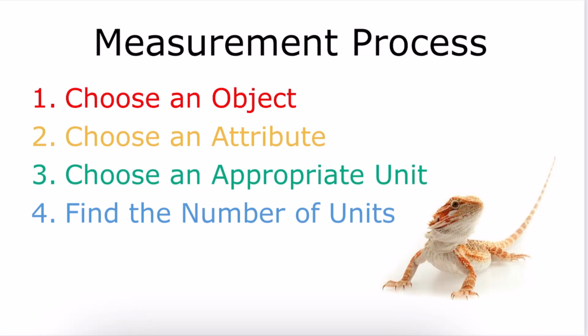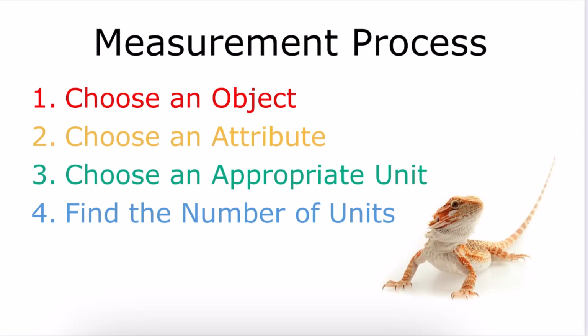After you've chosen the object you want to measure, you need to choose an attribute of that object. With the lizard, you could say, do we want to measure how heavy the lizard is? Do we want to measure how long the lizard is? Do we want to measure how hot or cold the lizard is? What is the attribute that we want to measure?